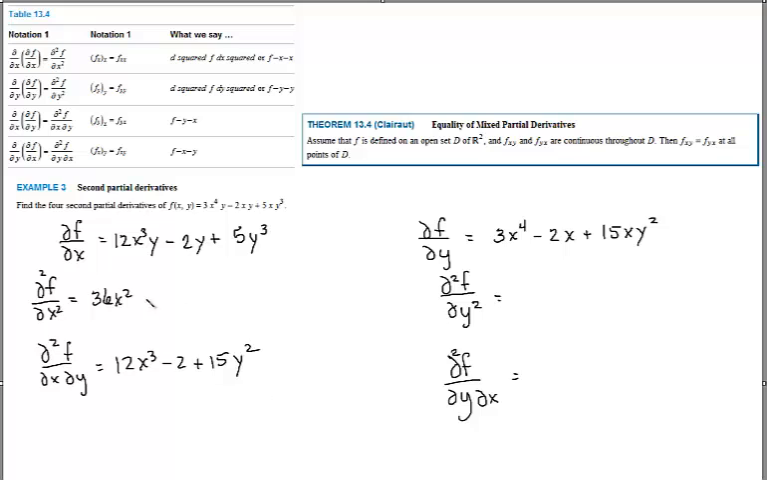Okay, just doing the first set. I just took the derivative of this with respect to x, and then I took the derivative of that with respect to y. I'll do the same thing again here. I'll take the derivative of this with respect to y. Looks like I'm just going to get 30xy here with respect to x. It's going to be 12x cubed minus 2 plus 15y squared.